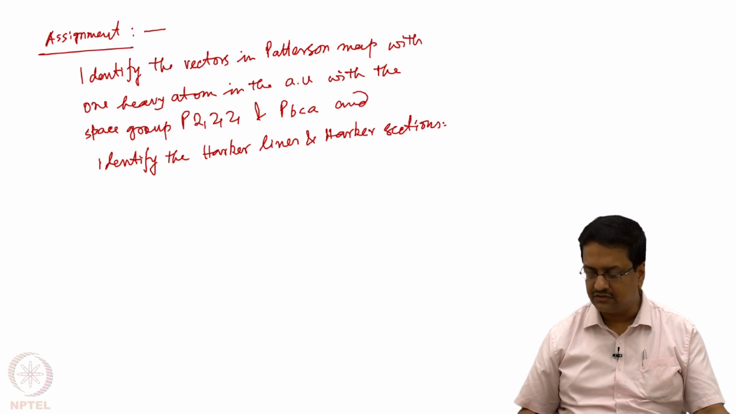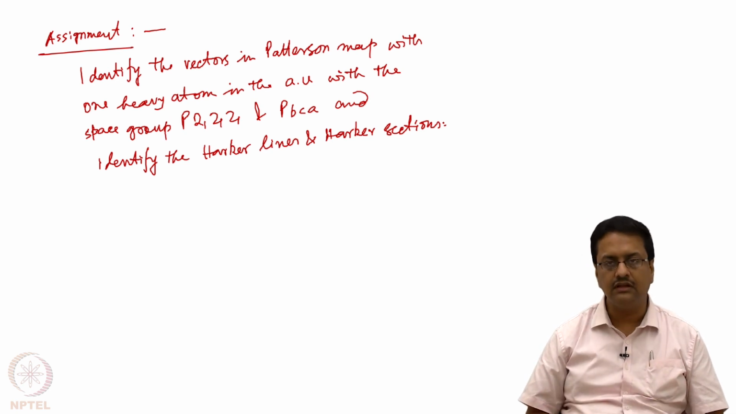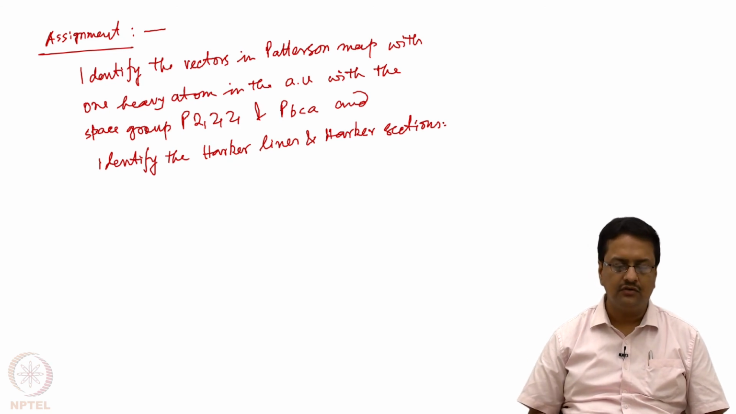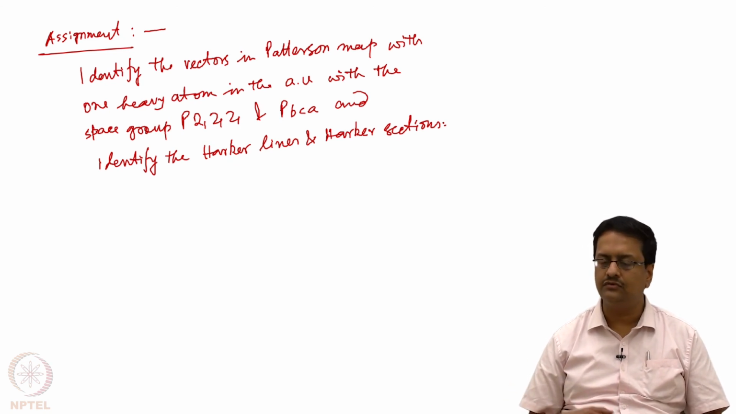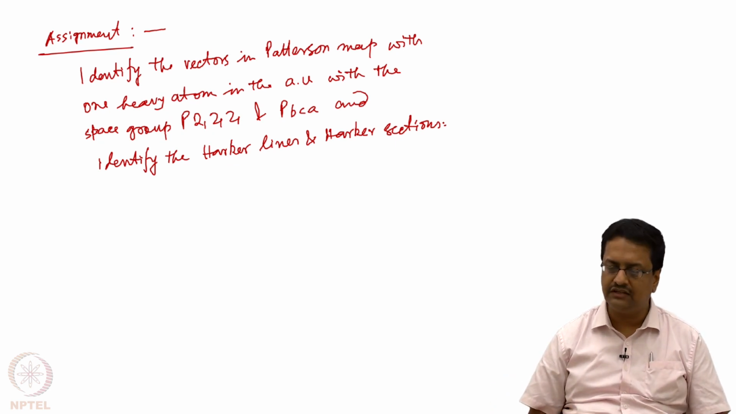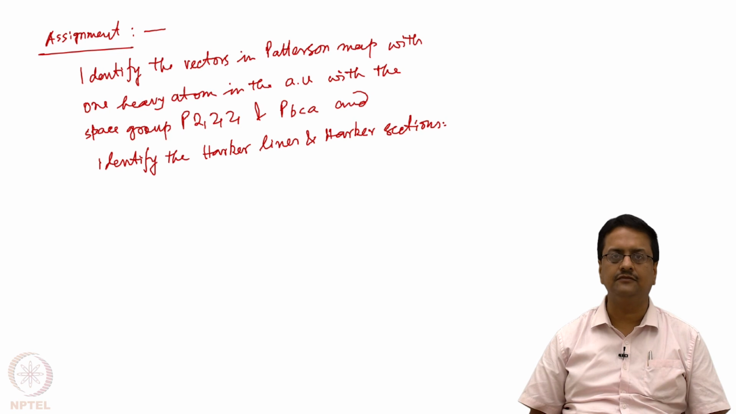In the next lecture, we will discuss another case where you have two heavy atoms in the asymmetric unit in a case of a P1 bar structure, and then we will discuss one practical example of how to use these Patterson maps and the heights of the peaks to get the coordinates of the heavy atom.